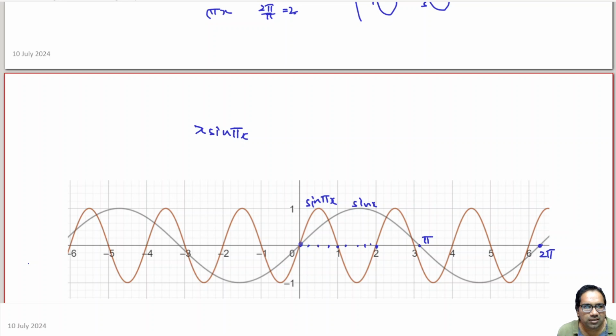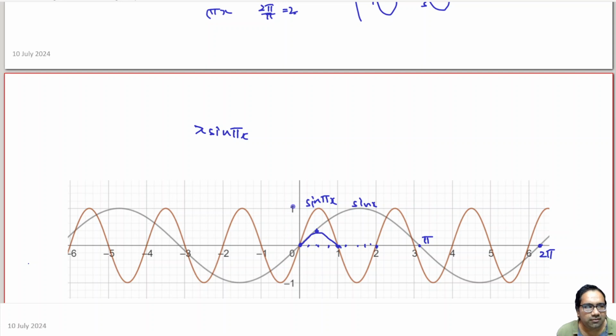Obviously, when x is 0, it is 0. When it is 0.5, it is 0.5 into this one, somewhere here 0.5. When it is 1, it is 1 into this graph again. This is 0, so it is 0. So it goes something like this.